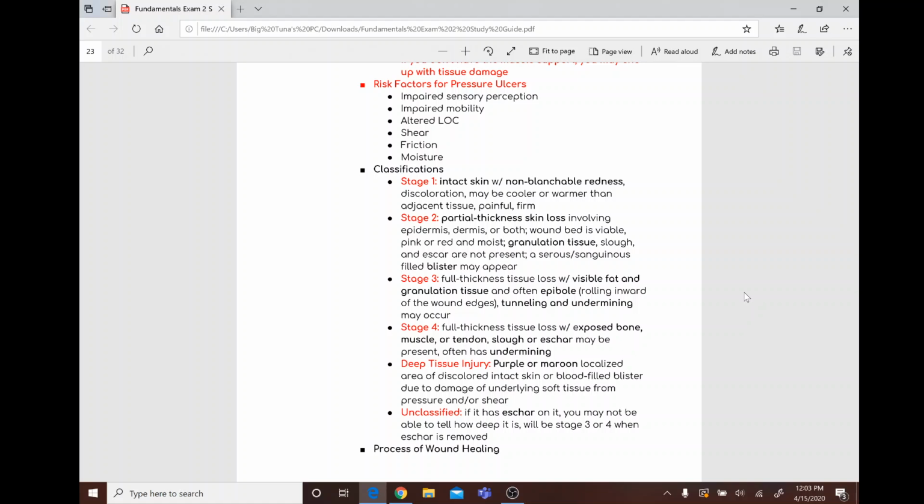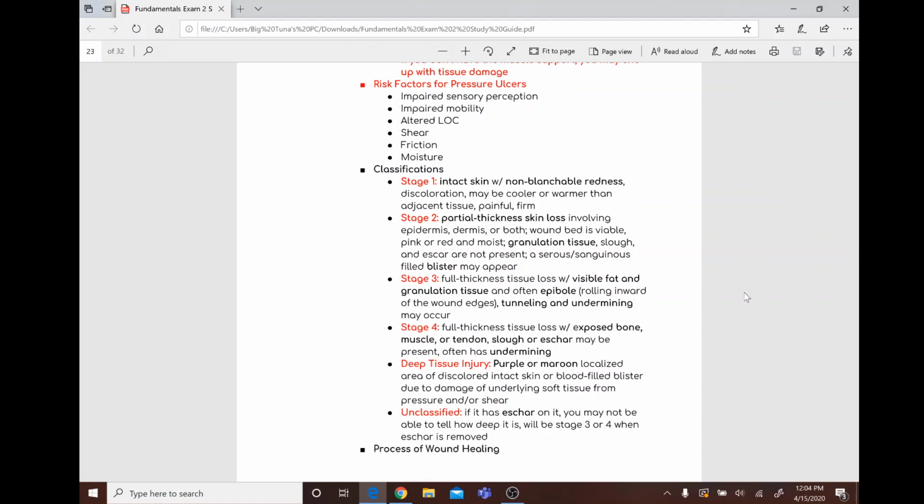What is a stage 2 pressure ulcer? Partial thickness skin loss involving epidermis, dermis, or both. Wound bed is viable, pink, red, and moist. Granulation tissue, slough, and eschar are not present, but a serous or sanguineous fluid-filled blister may appear.